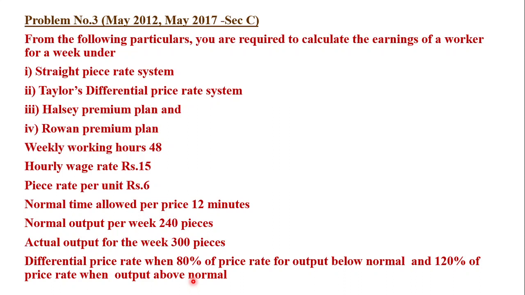So, weekly working hours is given as 48 and hourly wage rate, they are paying 15 rupees per hour, and piece rate per unit, for producing 1 unit they are giving 6 rupees, and normal time allowed per article is given. So, per article 12 minutes is given, for producing 1 article they require 12 minutes. Then normal output per week is given as 240 and actual output is also given, 300 pieces.